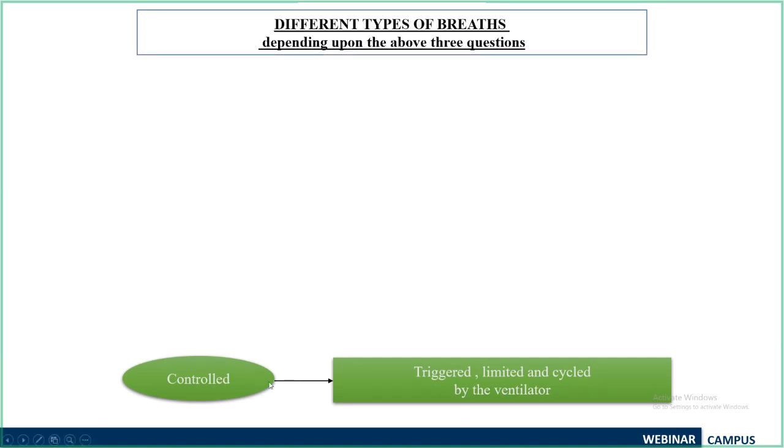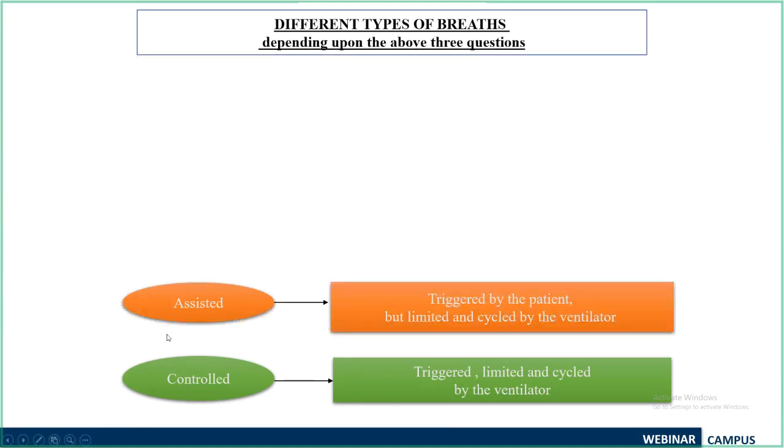One is a controlled breath. Controlled breath means triggered, limited, cycled by the ventilator. The patient has no role at all. The ventilator decides at what time it has to start, at what point it has to limit from inspiration to expiration, and how many cycles of respiration have to be given in a minute. That is called a controlled breath. So the controlled breath is completely, 100% driven by the machine, and the patient has no role.